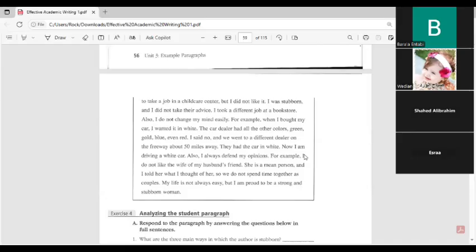Okay, and I think a lot of women have this trait, right, girls? What do you think?